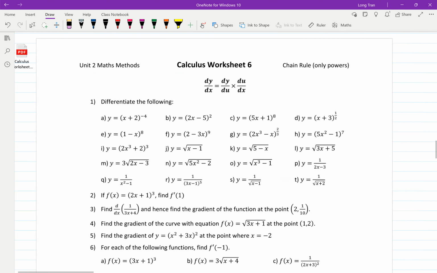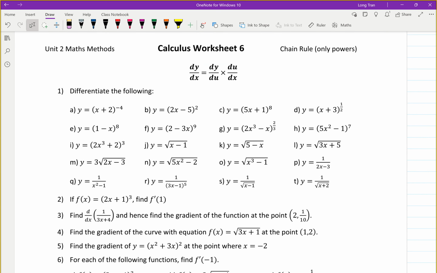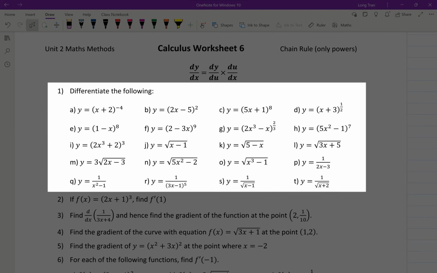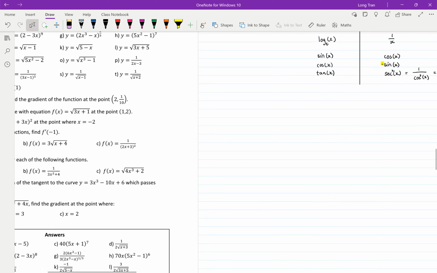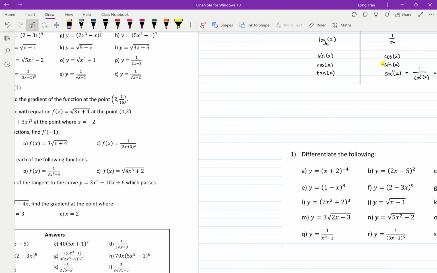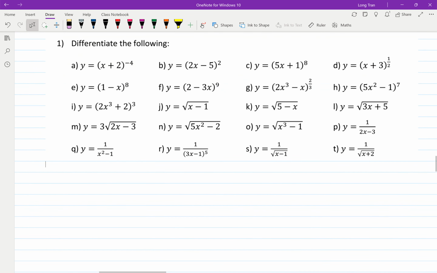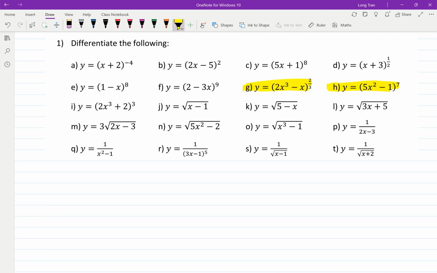Let's go back to this. This is what you were doing last session with the worksheet, so hopefully you still have the worksheet. If you don't, it's digitally on OneNote for you. All right, here we go. Let's pick a few. I'm going to do H, which is a good one, and I'm also going to do G. Okay, so let's do G and H.